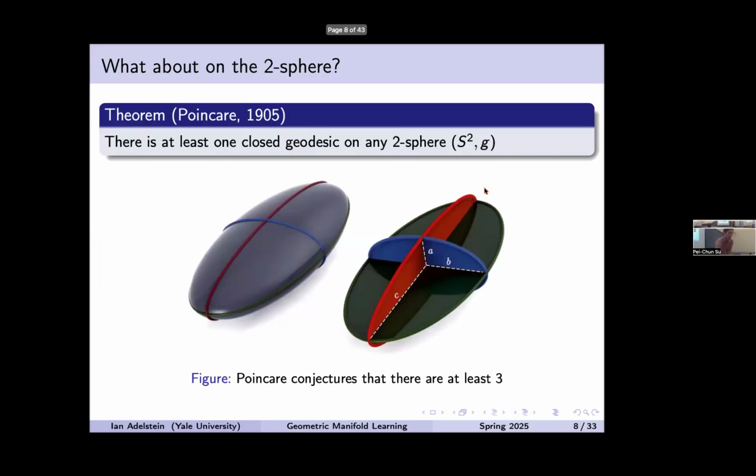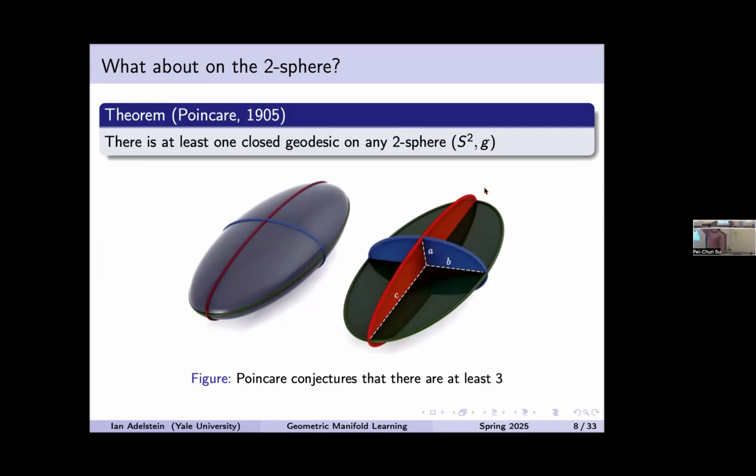The next question is, okay, what about simply connected manifolds? The simplest one we want to think about is the two-sphere. And on the standard round two-sphere, there are infinitely many closed geodesics, all the great circles.